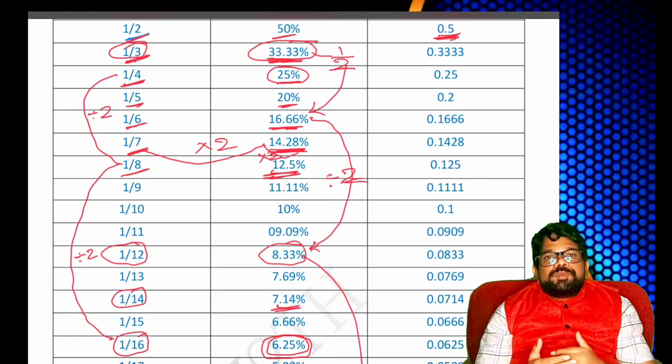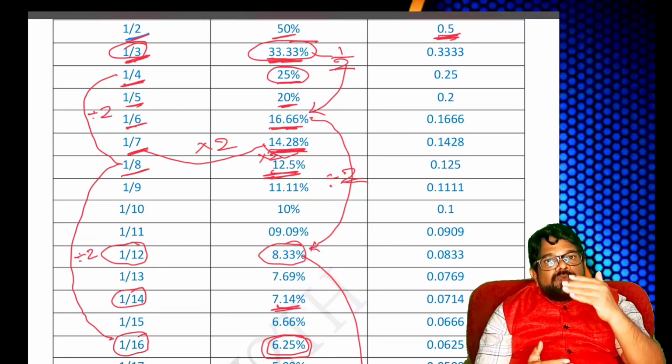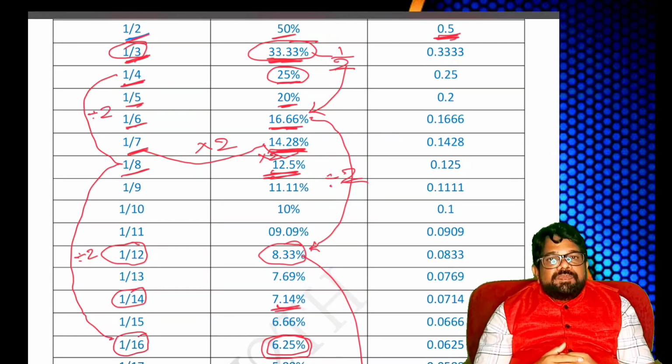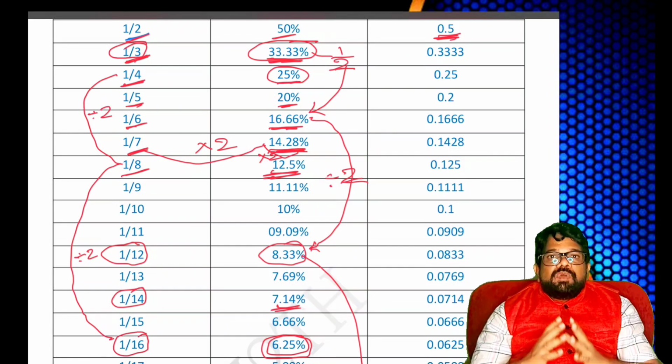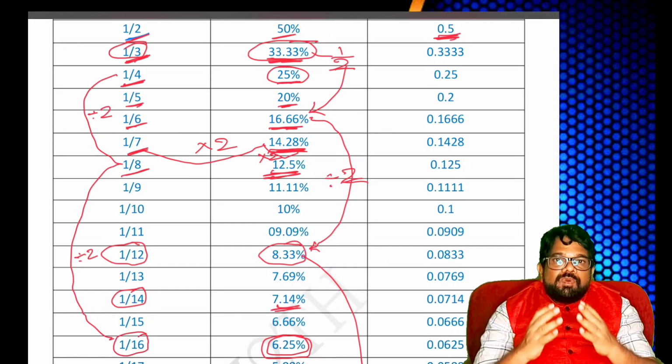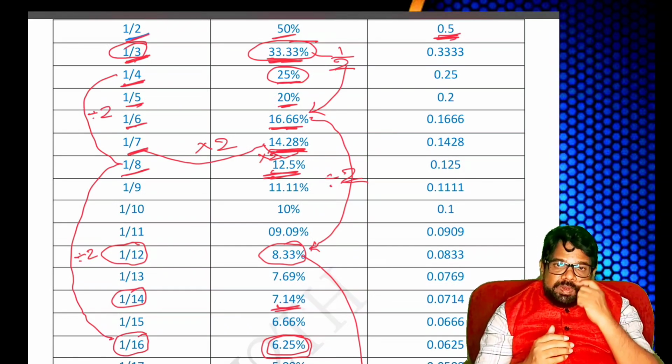Just like that, make it as groups. 1 by 2, 1 by 4, 1 by 8, 1 by 16, make it as one group. 1 by 6, 1 by 12, 1 by 24, make it as one group. 1 by 7, 1 by 14, 1 by 28, make it as one group.